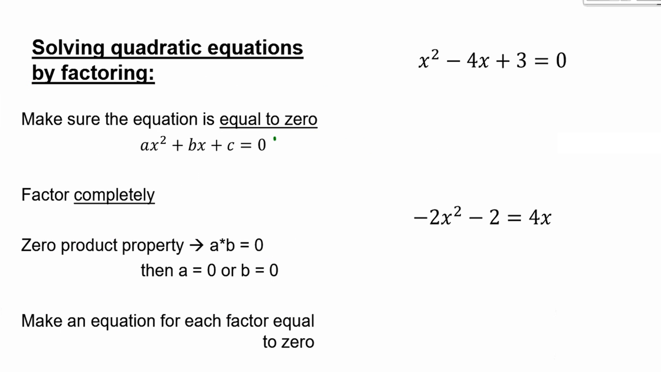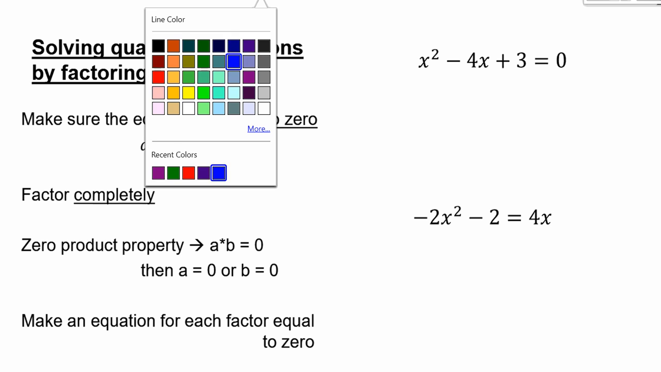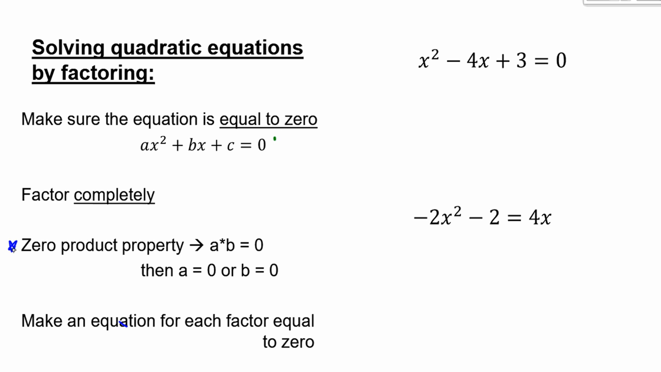Okay, so solving by factoring. The key to this is called the zero product property. Right here, the zero product property says if you multiply two things together, I'm going to call them A and B, if their product equals 0, well, the only way you can multiply two things together and get a 0 is if one of them's a 0, or both. I mean, you could take 0 times 0 and get 0. That's a lot of zeros being said there.